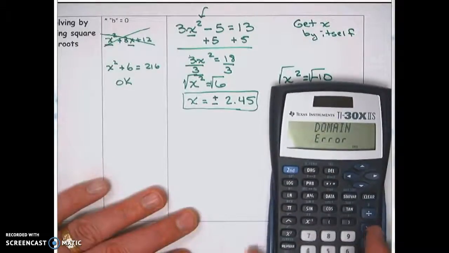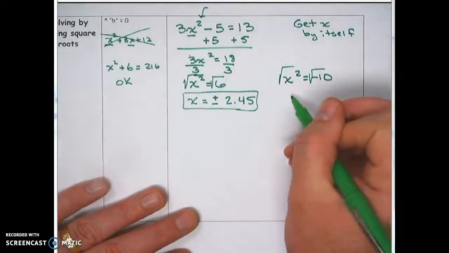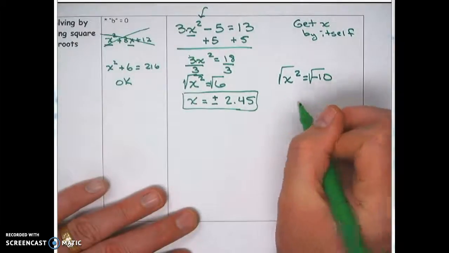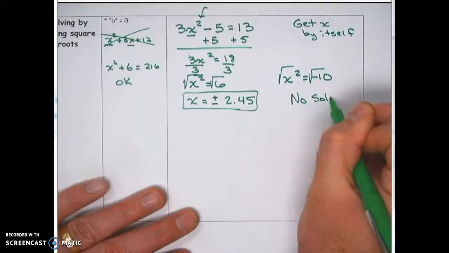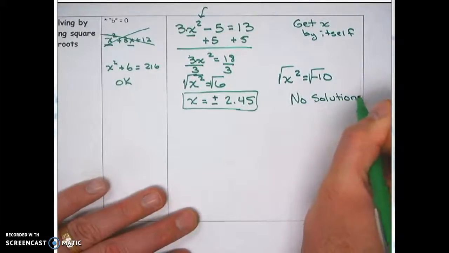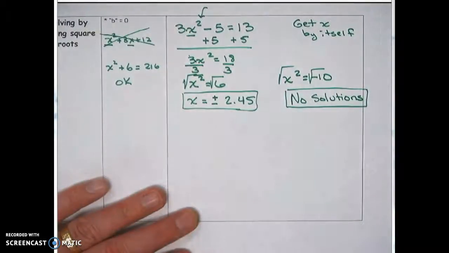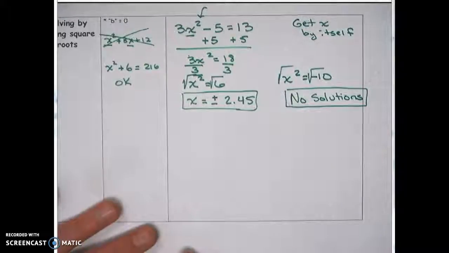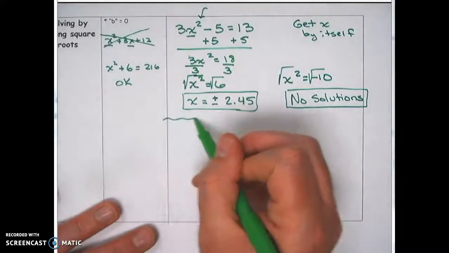Our calculator says domain error because there's no real number that gives you a negative 10, and we haven't gotten to imaginary numbers yet. So what we're going to just write here is if we get that domain error, we're going to just say there's no real solutions, or just no solutions to make it easier. That just means there's no number times itself that we know of yet that multiplies to negative 10. And so that's the get x by itself part. That's kind of the major part.